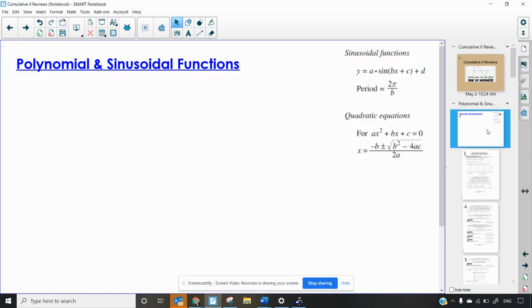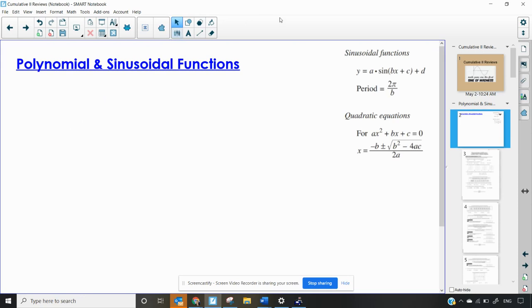All right, so let's jump into the first unit. The first unit that we did this semester was polynomial and sinusoidal functions. The first thing that we did, if you remember, was that activity where we were all working together and trying to figure out which types of functions were quadratic or cubic or sinusoidal. We looked at constant functions and linear functions, and we talked about their degrees.